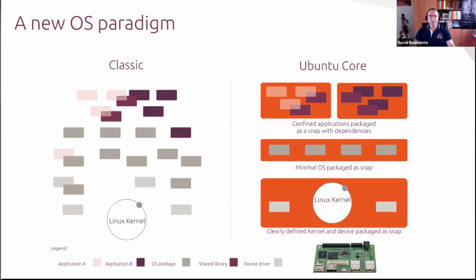So in this new operating system paradigm, even the bootloader, the kernel, and the distribution base are snaps. Everything is snap, and only snaps which are strictly confined can be installed. Tony will explain in a deeper detail the benefits of EdgeX running as snaps and so on.